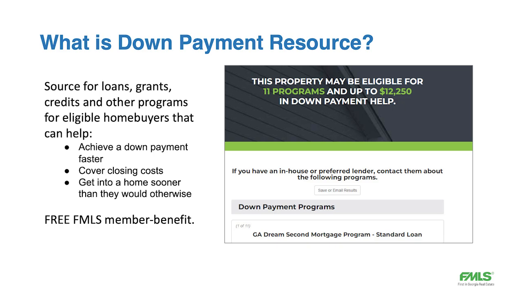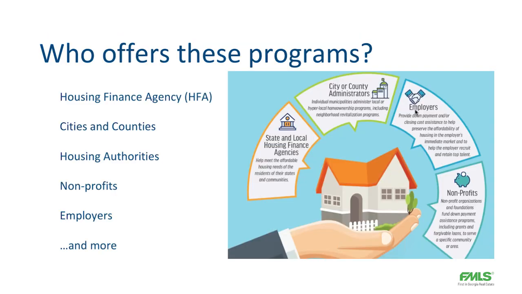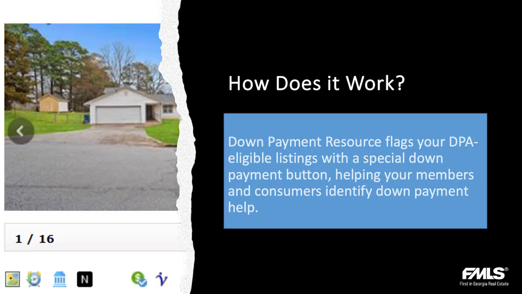And there are some programs that are not just for Georgia. Some of them can be used in both Georgia and Alabama. And as you can see down here at the bottom of my PowerPoint on the left-hand side, it says this is a free FMLS member benefit. So there is no extra cost to using down payment assistance. So who offers these programs? As you can see here, housing finance agencies, cities and counties, administrators, employers can offer this, and nonprofits can offer this. So you have a lot of options when it comes to these different programs.